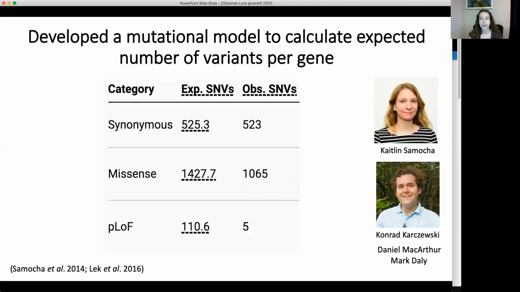And so this is actually for NSD1, the gene I showed you before, and we expect to see 525 synonymous variants in a population of 140,000 people like we have in gnomAD. And when we look in gnomAD, we see 523. For missense variants, we expect to see 1,427, and we see 1,065, so a little bit lower. And for loss of function, we expect 110, 111, and we only see 5. So that's very significantly depleted from expectation there.